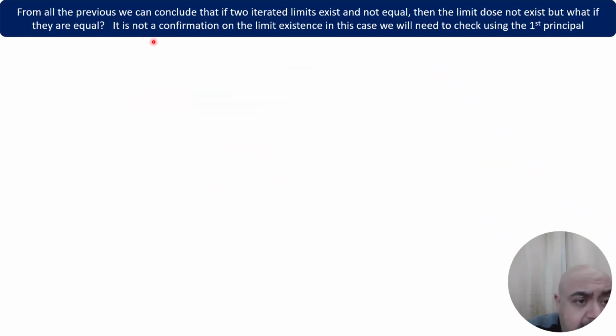So from all the previous, we can conclude that if two iterated limits exist and are not equal, then the limit doesn't exist. But what if they are equal? It is not a confirmation. This is a very important declaration. If the iterated limits are equal, it is not a confirmation of the limit's existence in this case. We will need to check using first principle, as we did previously.